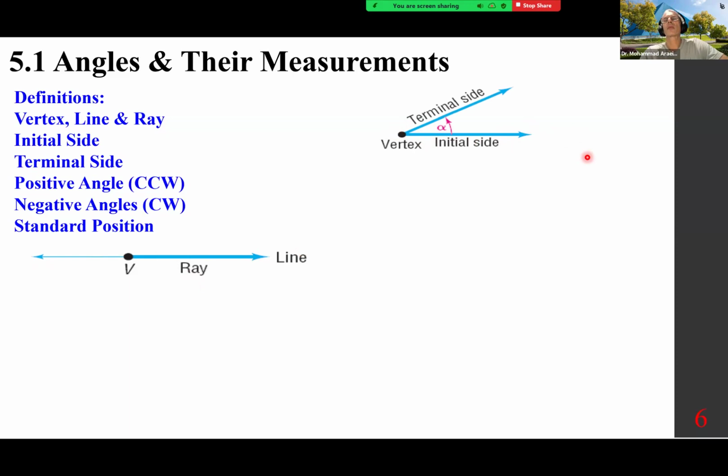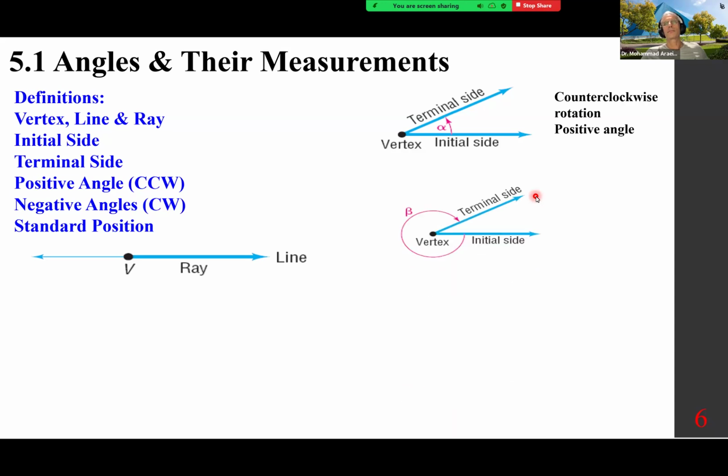Initial side, terminal side, and we are looking at rotation counterclockwise as a positive angle. We have the initial side, we have the terminal side. Clockwise, it's a negative angle. Vertex, line, ray, initial side, terminal side. Positive angle, negative angle.